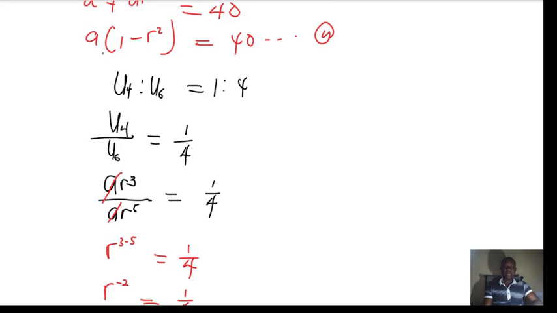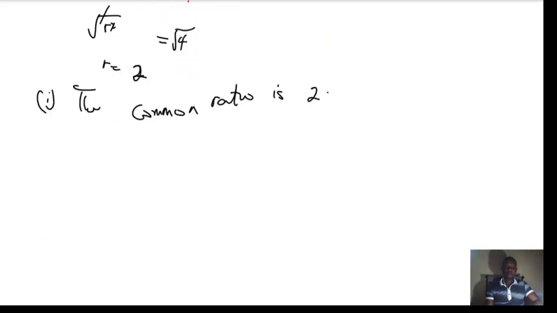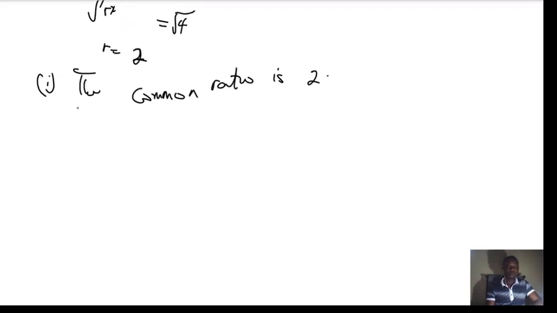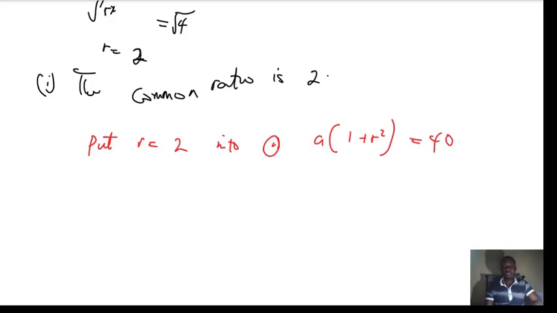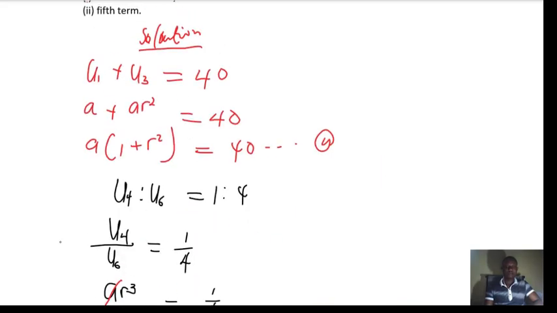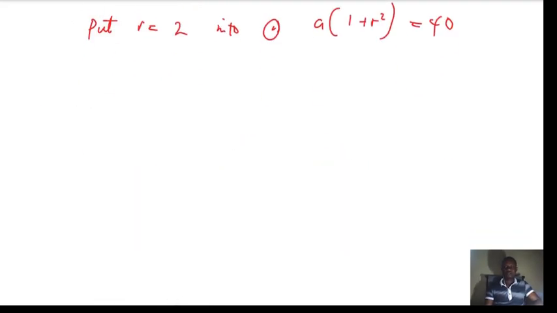So let's substitute R into equation 1 and solve for the first term. Let's put R, which equals 2, into equation 1. Equation 1 is A times (1 plus R squared) equals 40. This is equation 1: A bracket of 1 plus R squared all equal to 40.